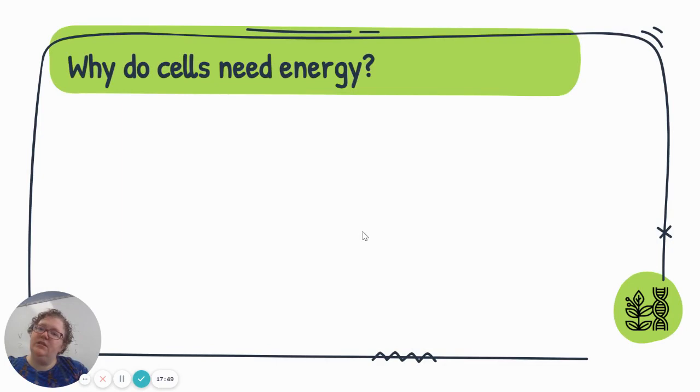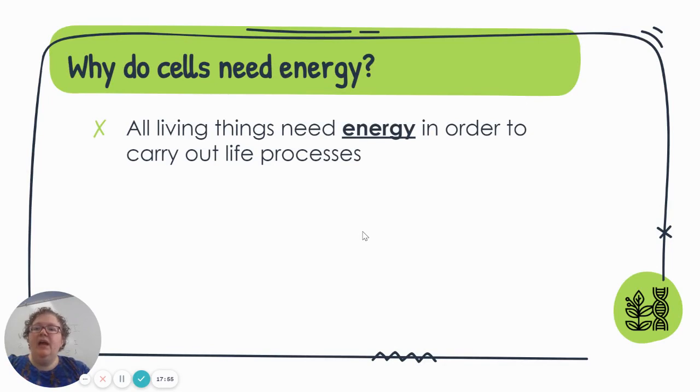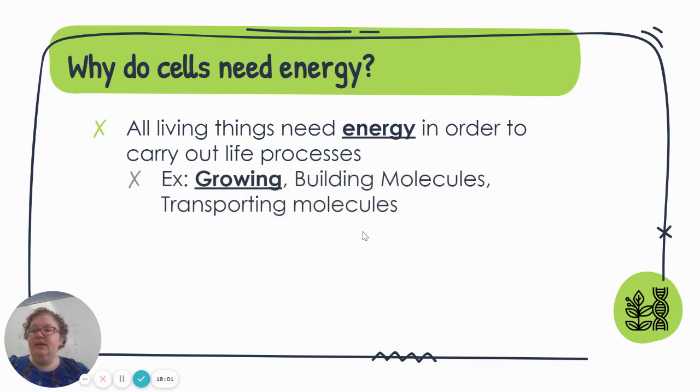All right, so we talked a little bit about cell energy, but why do cells need energy? What do they use that energy for? So all living things need energy in order to carry out life processes. For example, things like growing. In order for an organism to grow, it needs energy. It needs energy to build some of the molecules that it needs, to build new things, build new cells, or build new organs. It also needs energy in order to transport molecules. So in order to move substances in and out of cells, some of those substances need energy in order to move. So all those types of life processes, and there's more, need energy.